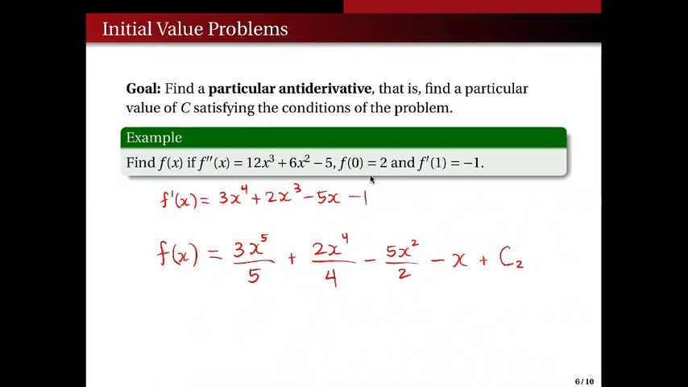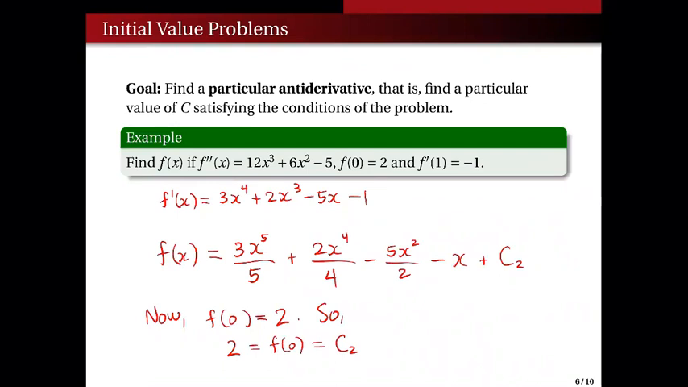And then, according to this, now we have f of 0. This is equal to positive 2, according to this guy here. So 2, this is f of 0. All these guys here, this guy here will be 0, this guy here will be 0, this and this will be 0. You'll be left with c sub 2.